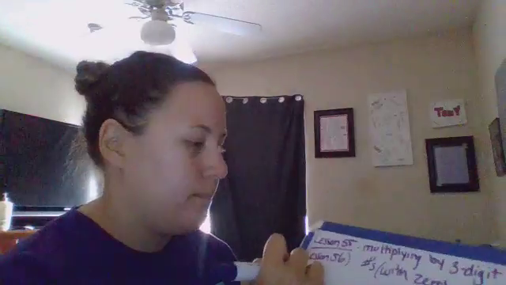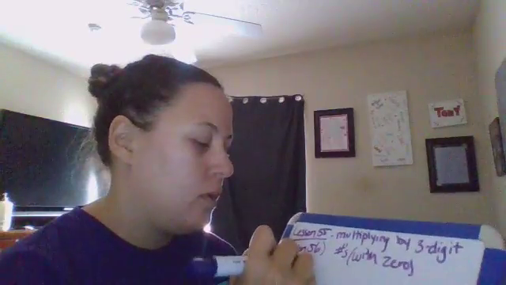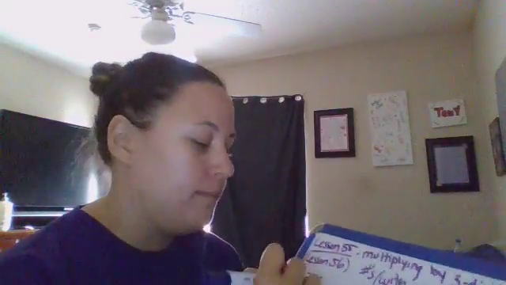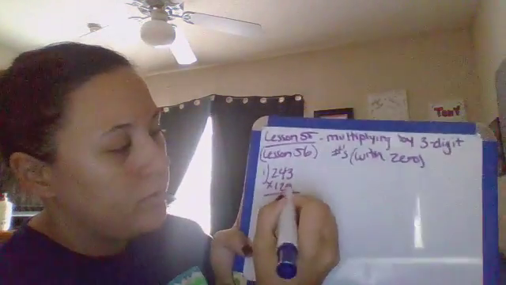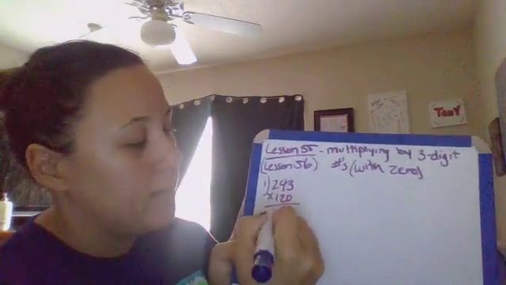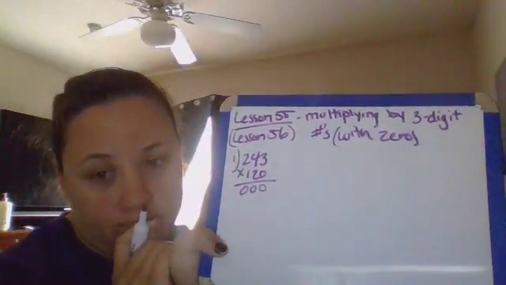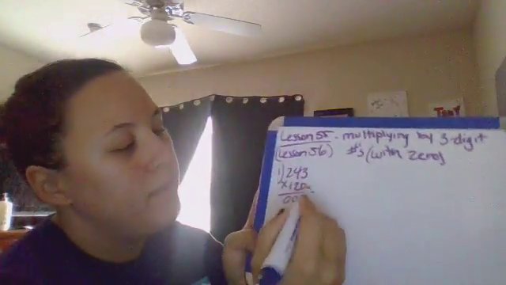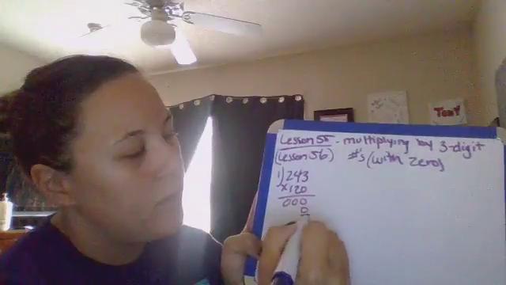So now we're going to do lesson 56, which is multiplying by 3-digit numbers with a 0 in it. So we're going to have 243 times 120 this time. We go ahead and do the first. 0 times anything is 0, so we already know that's 3 zeros to start with. And then we're going to add a 0 there.